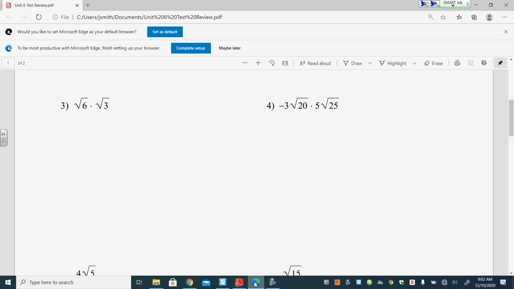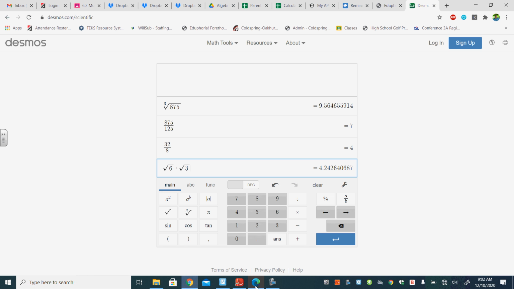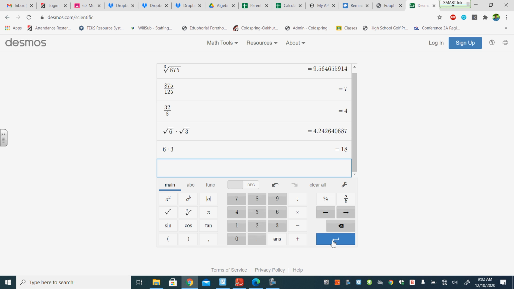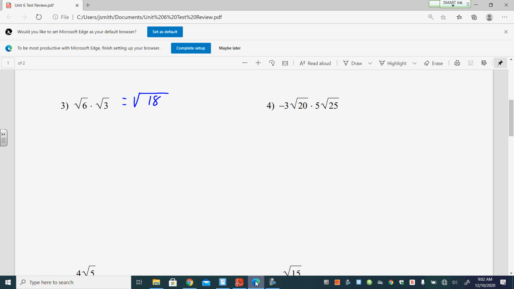So since they do have the same index, I can multiply them. So 6 times 3 gives me 18. And again, in the calculator, I can just do this: 6 times 3, get 18. And now I'm going to try to use my perfect squares. All right, so again, my perfect squares.